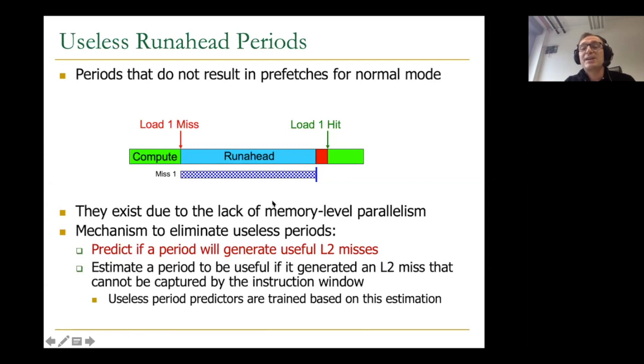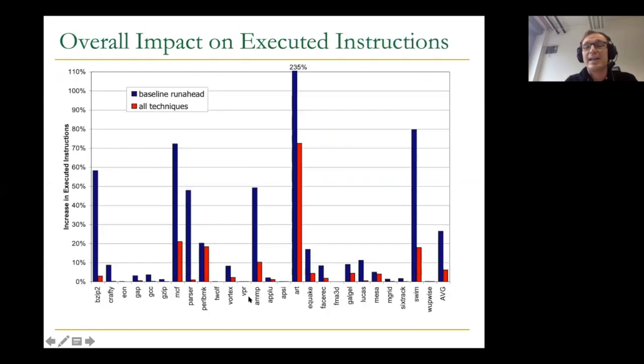So there are multiple reasons why these exist, actually, but in the end, they could all boil down to either the lack of memory level parallelism or the lack of the ability to exploit that memory level parallelism that may otherwise exist. So we basically eliminate these also, and we use a prediction mechanism to predict if a period will generate useful L2 misses. And you can read actually the paper. It's a very simple prediction mechanism. Okay, so if you do all of those, and these are cool techniques, I think.